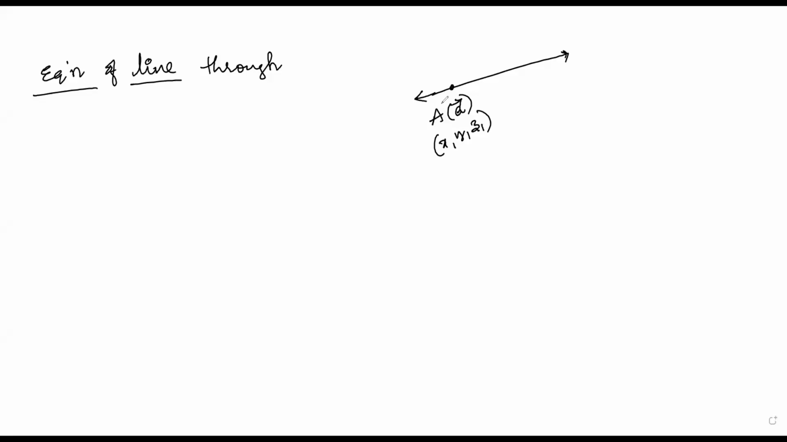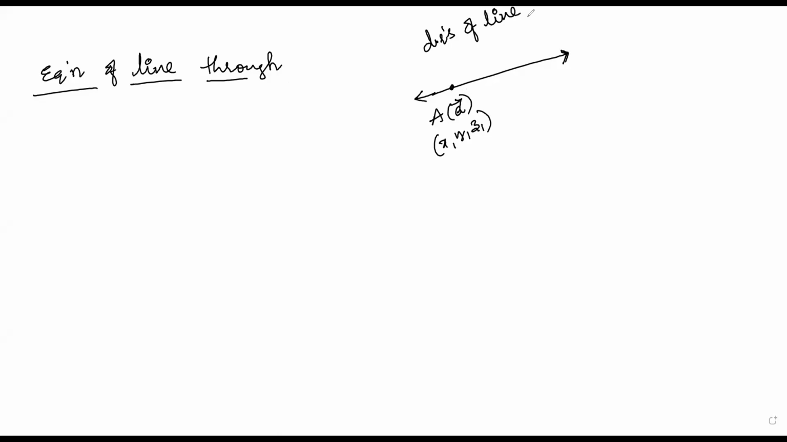Yeah, this is a line through which there is a point through which the line is passing. And then what else do you need? And the DRs of the line. Yes, DRs of the line. Good. DRs of the line.